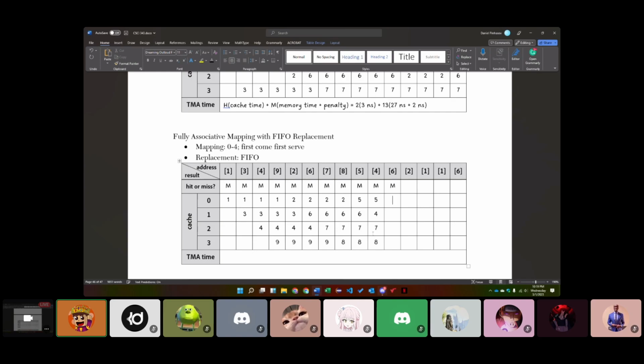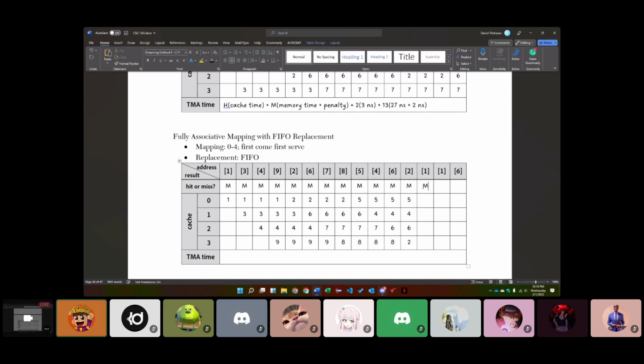6 is a miss because we just removed it. 7 gets replaced. 2 is a miss. 8 gets replaced. Right, because 6, 4, 5, 8 came in first. Now this is not least recently used. It's whichever one came in first. In this example, it kind of looks like least recently used, but it's not. But I know the difference.